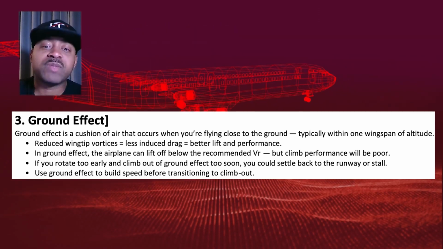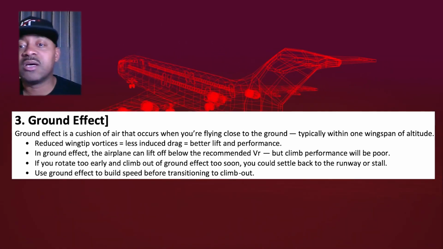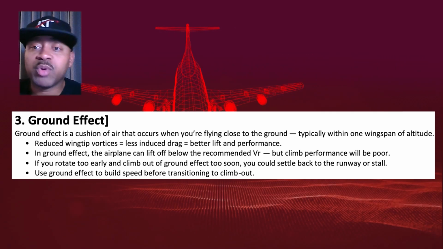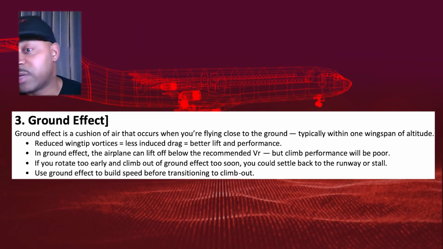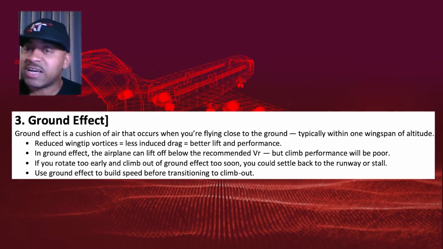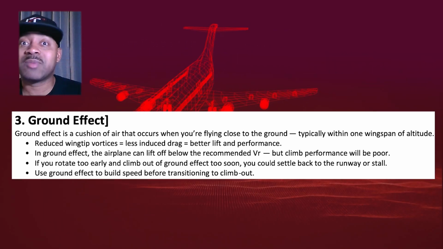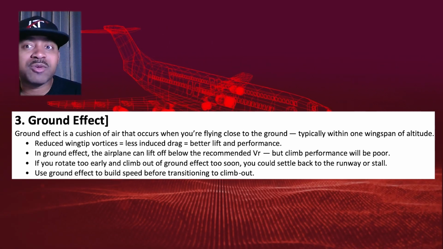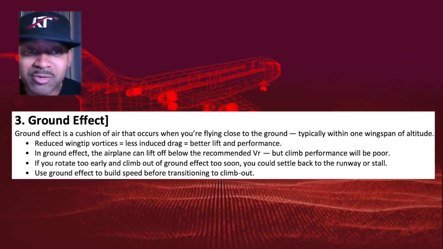In ground effect, the airplane can lift off the ground below your rotate speed, but your climb performance will be poor. So if you get off the ground and you're in ground effect, the airplane will fly because you have less induced drag. Now, if you keep climbing and get above the ground effect, the airplane might sink back down because you're at a lower speed than your rotate speed, and that induced drag is back because you're outside of ground effect.